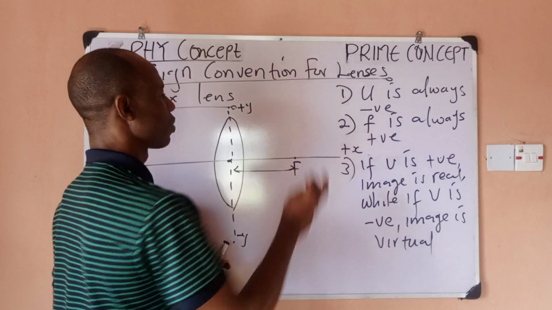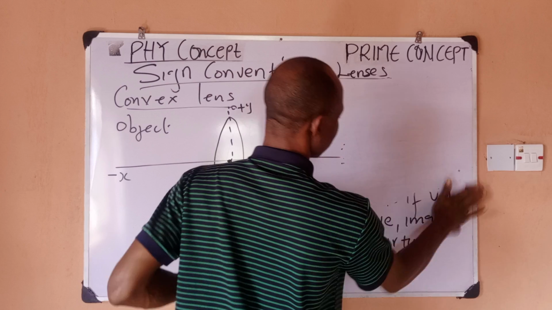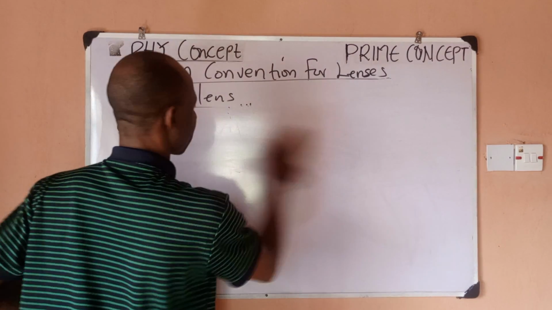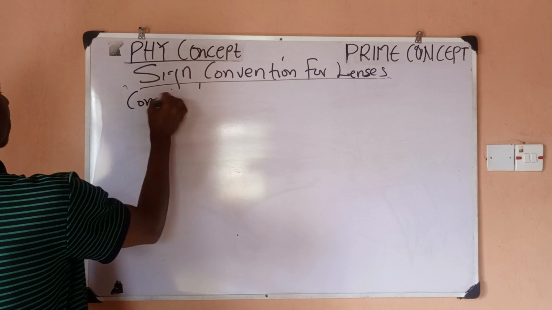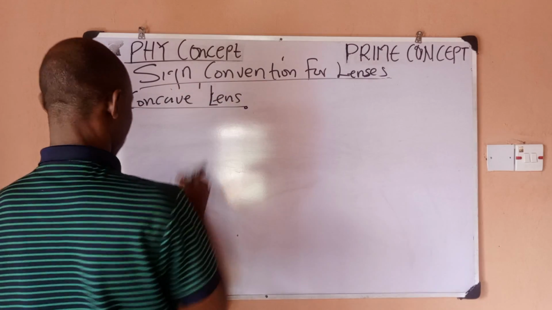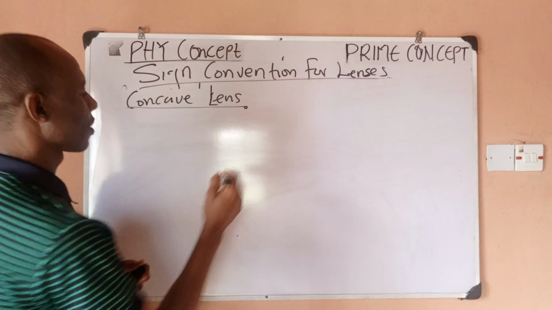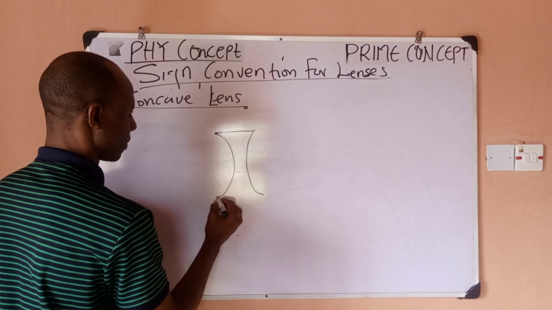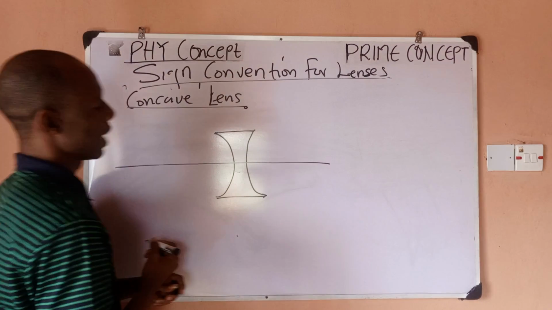So this is it. Now let's quickly look at that for our concave lens. So for our concave lens, we'll still follow the same idea of the Cartesian coordinates. So this is going to be our concave lens. This is our concave lens, and this is our principal axis.